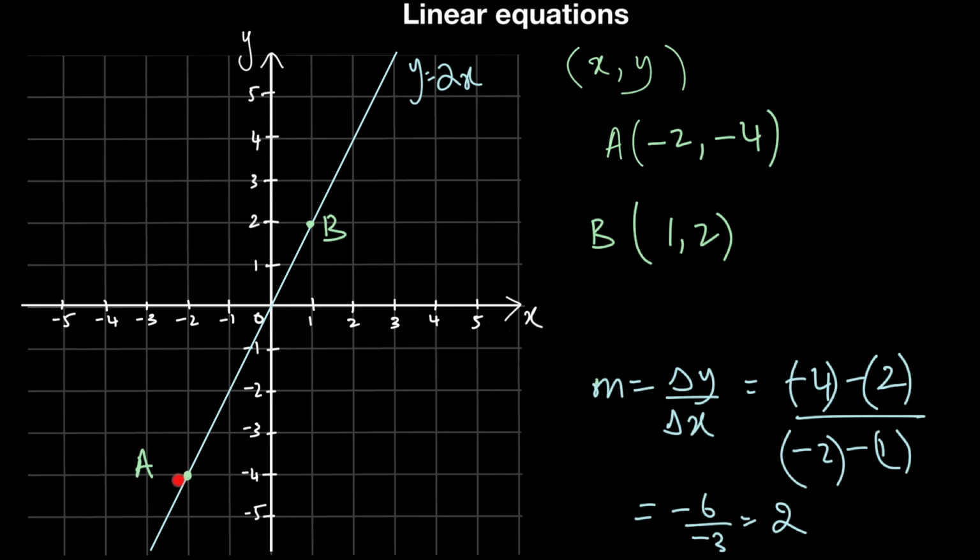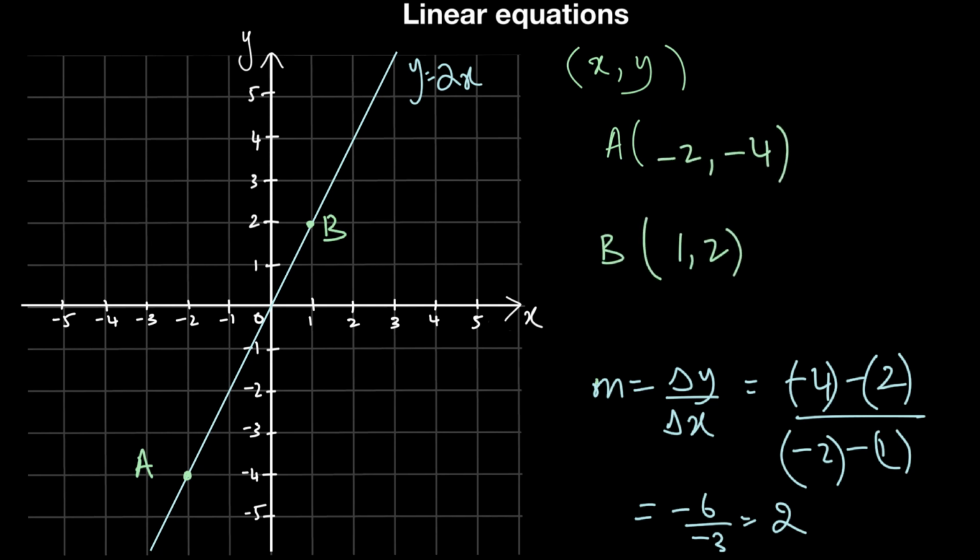So it doesn't matter whether I choose A as a start point or B as a start point. My slope will always come out to the same value. If I take any 2 points on this line, it doesn't matter where I start or where I end, if I measure the change in y over the change in x, it should always give me a constant value, and that value will be equal to the slope.